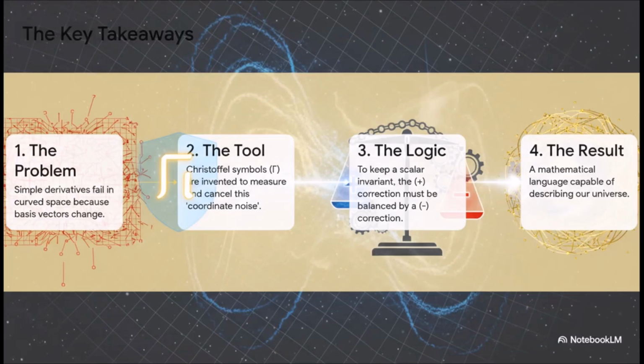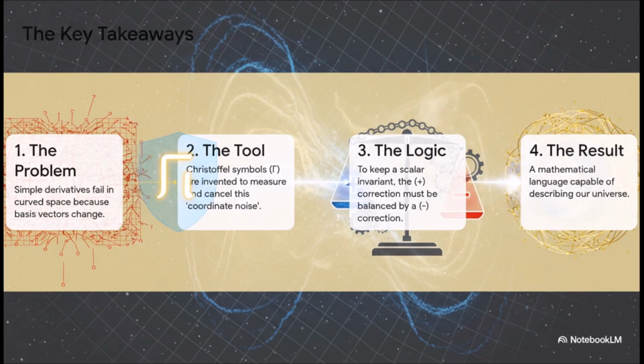First, we had the problem. Simple derivatives break in curved space because the coordinate grid itself creates noise. Second, we found the tool, the Christoffel symbol, designed to perfectly measure and cancel that noise. Third, and most important, the logic. To keep a true value, a scalar, consistent, the positive correction for one kind of vector absolutely must be balanced by a negative correction for the other. It's the only way the laws of calculus hold up.